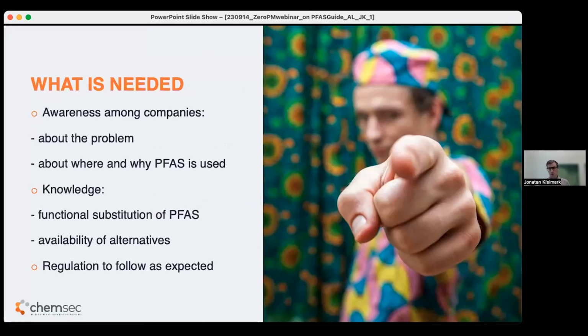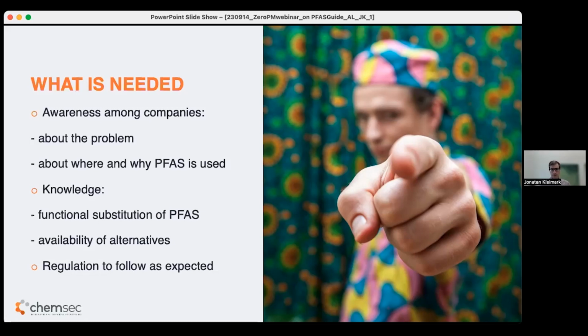So what do we need from the market to do this transition? We need an awareness among companies. We need companies and people within these companies and organizations to understand what the problem is, which I've already talked about here. And they also need to understand where and why PFAS is used. What is the function of PFAS, where do we use it, and where can they find it?